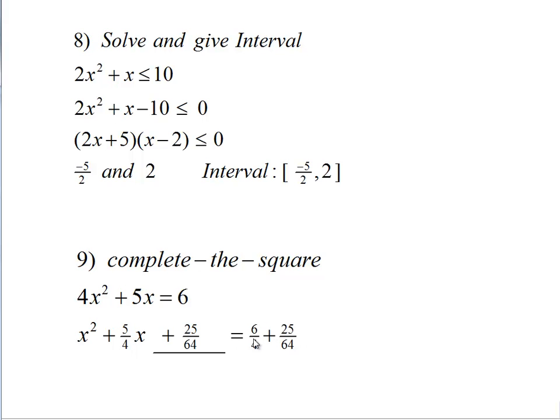Now, to get a common denominator on this side, I'm going to multiply it by 16. 6 times 16 is 96. 4 times 16 is 64. Now I can add them together. The second factor, x plus 5 over 8, because you take half of this, squared, and combine those, 121/64. So that's a complete square. Now you could square root it and solve it.